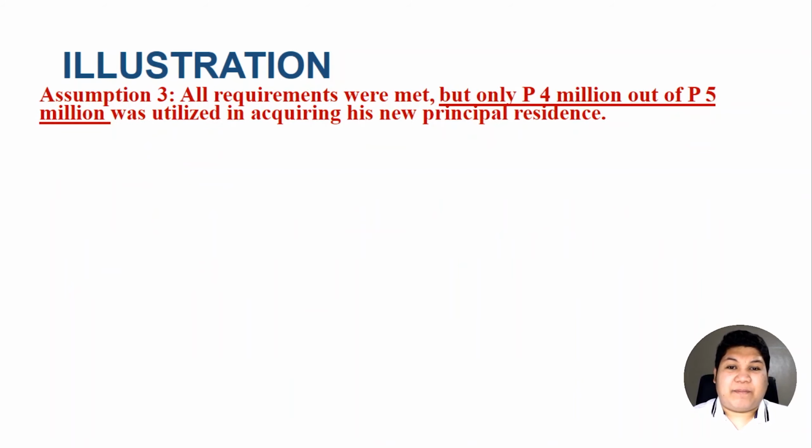Assumption 3. All requirements were met, but only 4 million out of 5 million was utilized in acquiring his new principal residence. So in this case, remember that Napoleon sold his old residence for 5 million and he intends to use that 5 million to acquire a new principal residence. But in reality, he only used 4 million out of it. So what could be the effect?